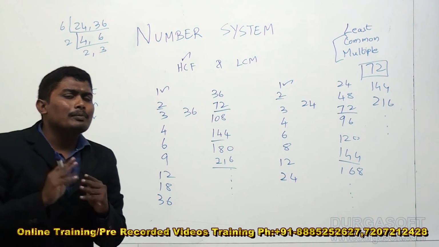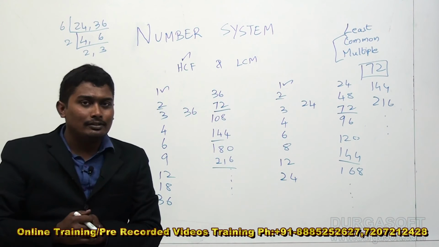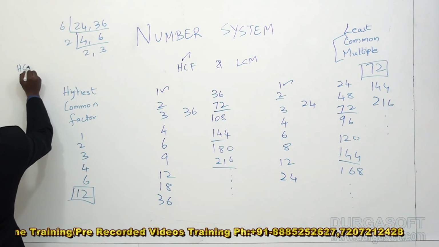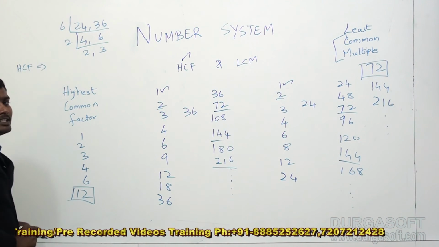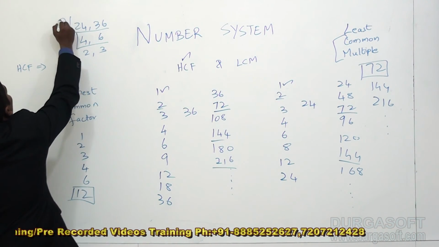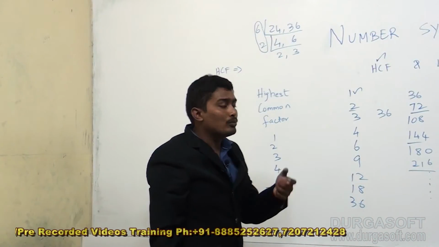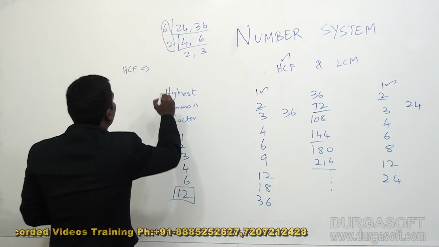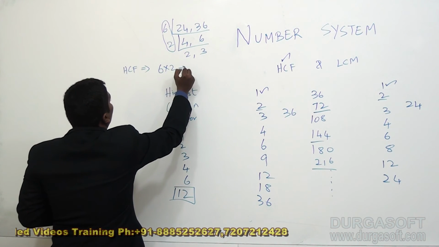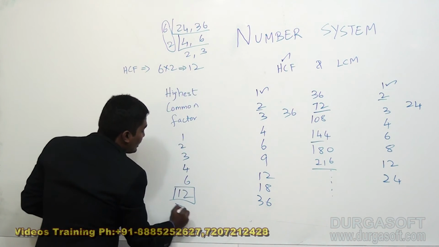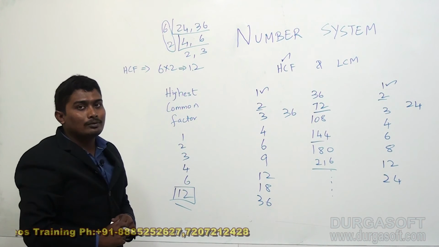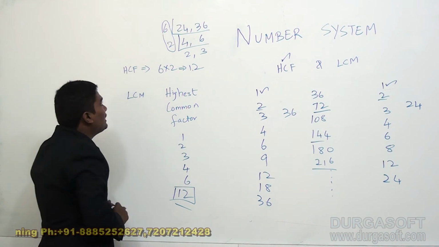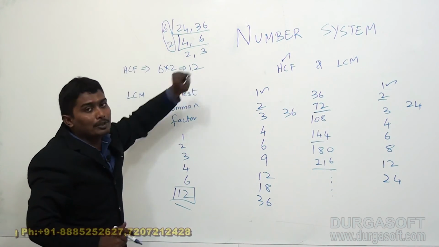Once I stop with this, my next step is to find out what is the HCF and what is the LCM. So to find the HCF, you multiply the numbers that are common for both. So if you multiply these two numbers alone, you will be getting the HCF. So your HCF will be 6 into 2, which is 12. So as we found here, we got the HCF as 12. Next, to find the LCM, I have to multiply all the numbers, including these two.